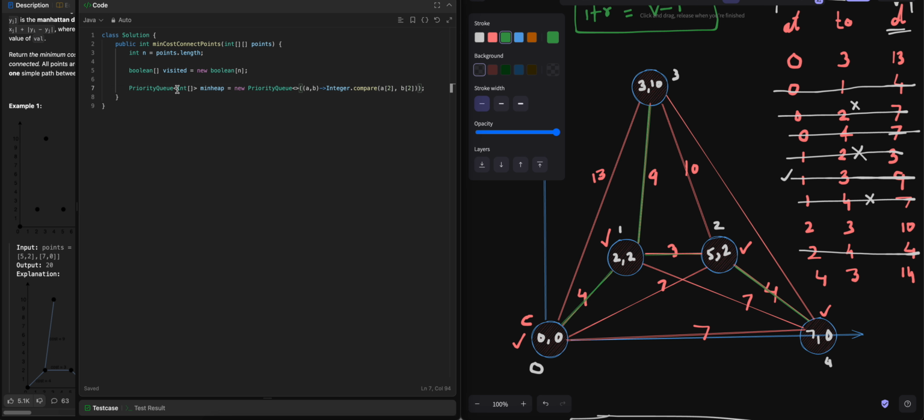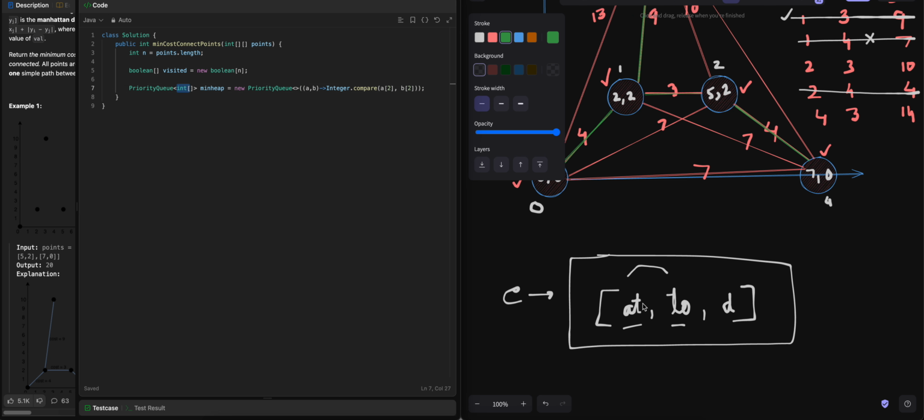If I'm passing an array, and in my array I'm passing the vertices and the distance, this would be index 0, index 1 and index 2. So the second index is what is represented here. The distance is used for doing the comparison, and that would be used by the min heap to pop the next element. Whatever is the minimum would be pulled by the min heap.